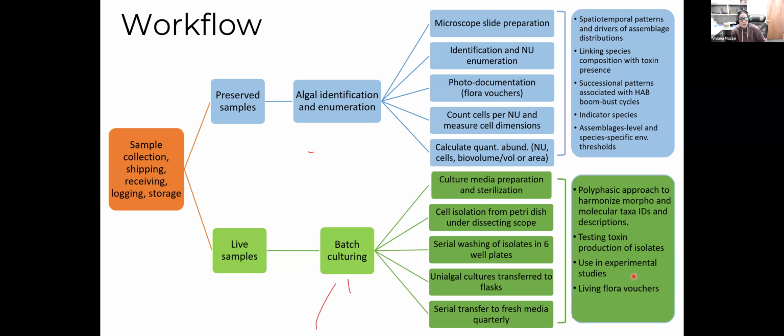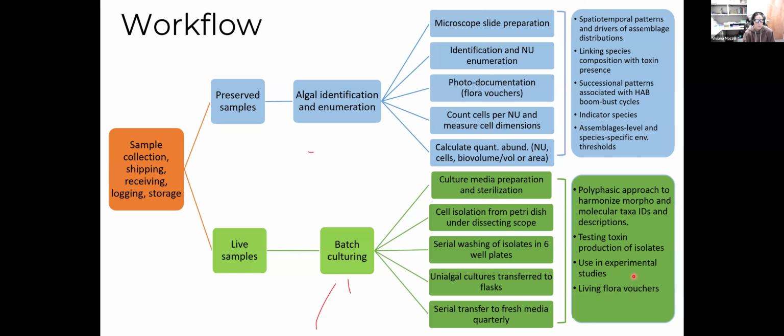So that's one thing. Another thing is testing toxin production of those isolates. And so the culturing fits into all these studies. So if I get live samples from any of those studies, I'm looking and seeing what I can culture. So I have cultures from a wide range of places. Testing toxin production of isolates is one, and also using them in experimental studies.